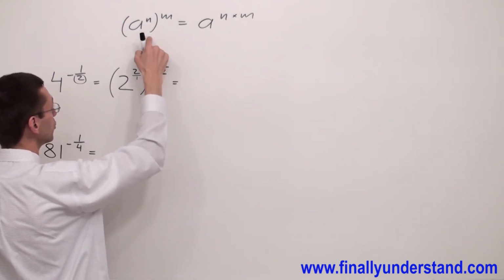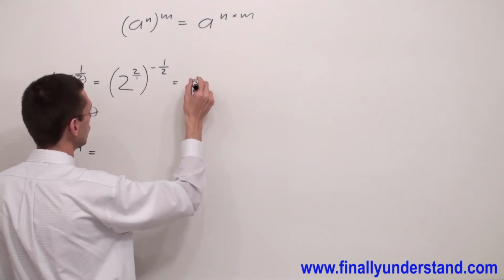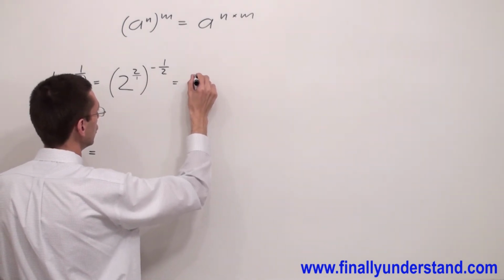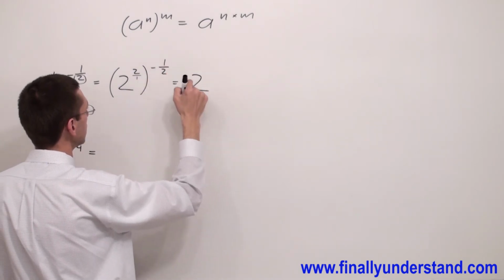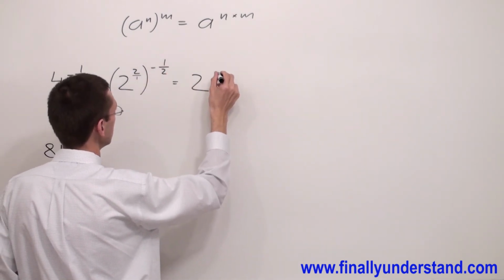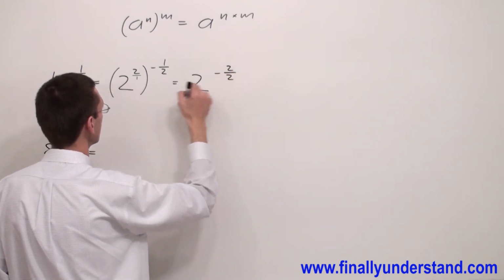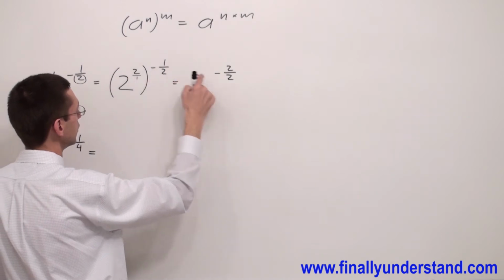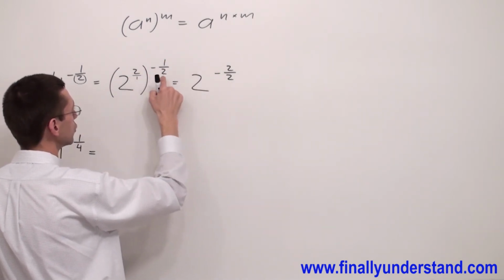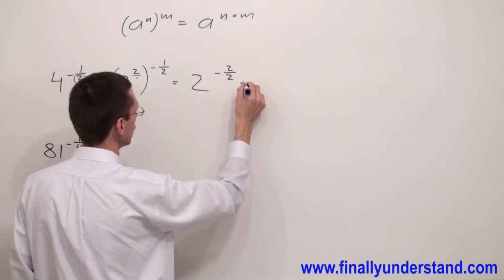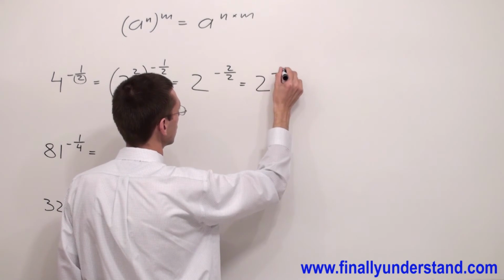Next, I'm going to use this property and multiply these two fractions together. And I'm going to end up with 2. 2 times negative 1 is going to give me, everything is going to be negative 2 over 2. In other words, positive times negative gives me negative. 2 times 1 gives me 2. 1 times 2 gives me 2. And I'm going to have 2 to power negative 1.